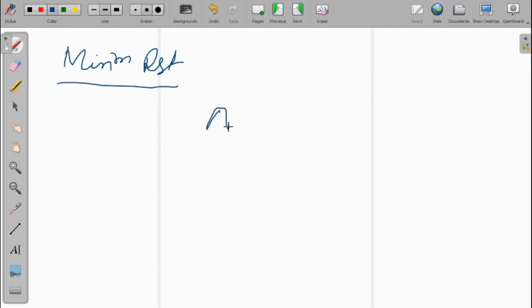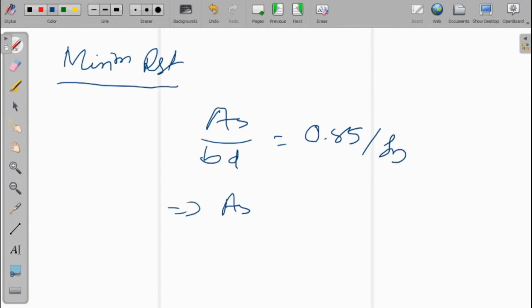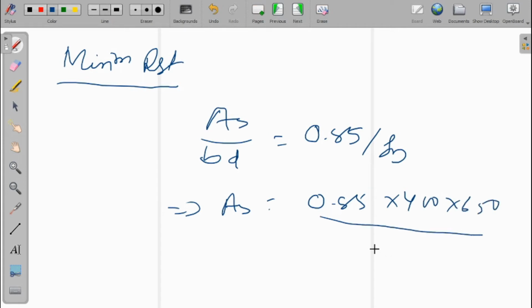AS, area of the steel, divided by BD is equal to 0.85 divided by Fy. Okay. So in that case, what is AS? AS equals 0.85 into 400 into 650 divided by our Fy, which is 415. So if you do this calculation, it gives me a value of the area of the steel.